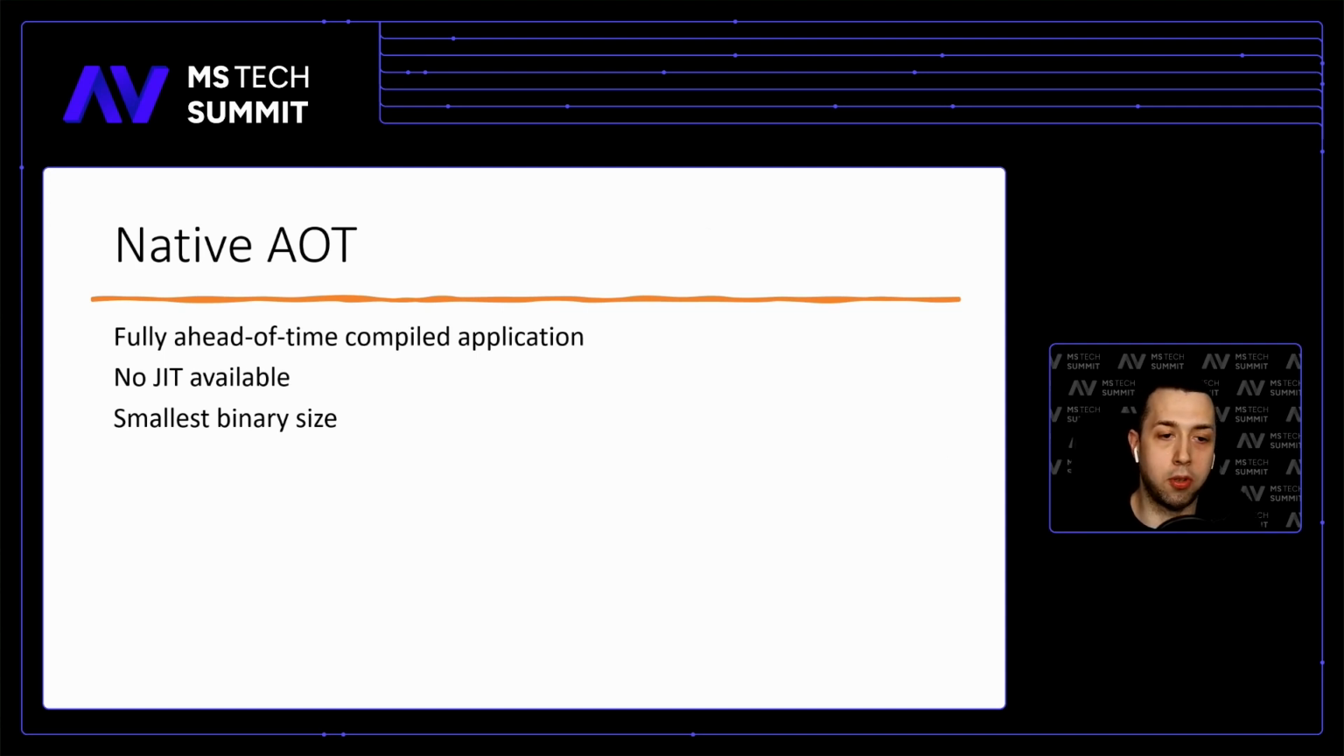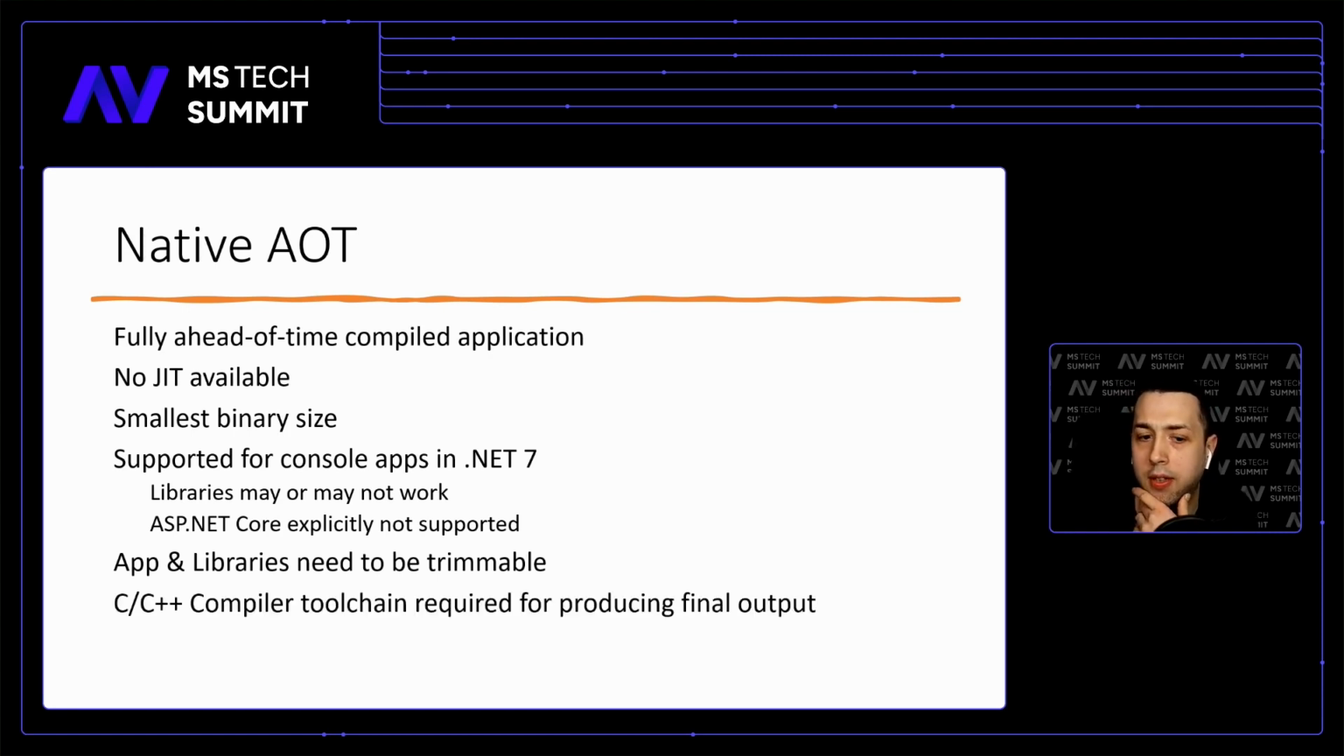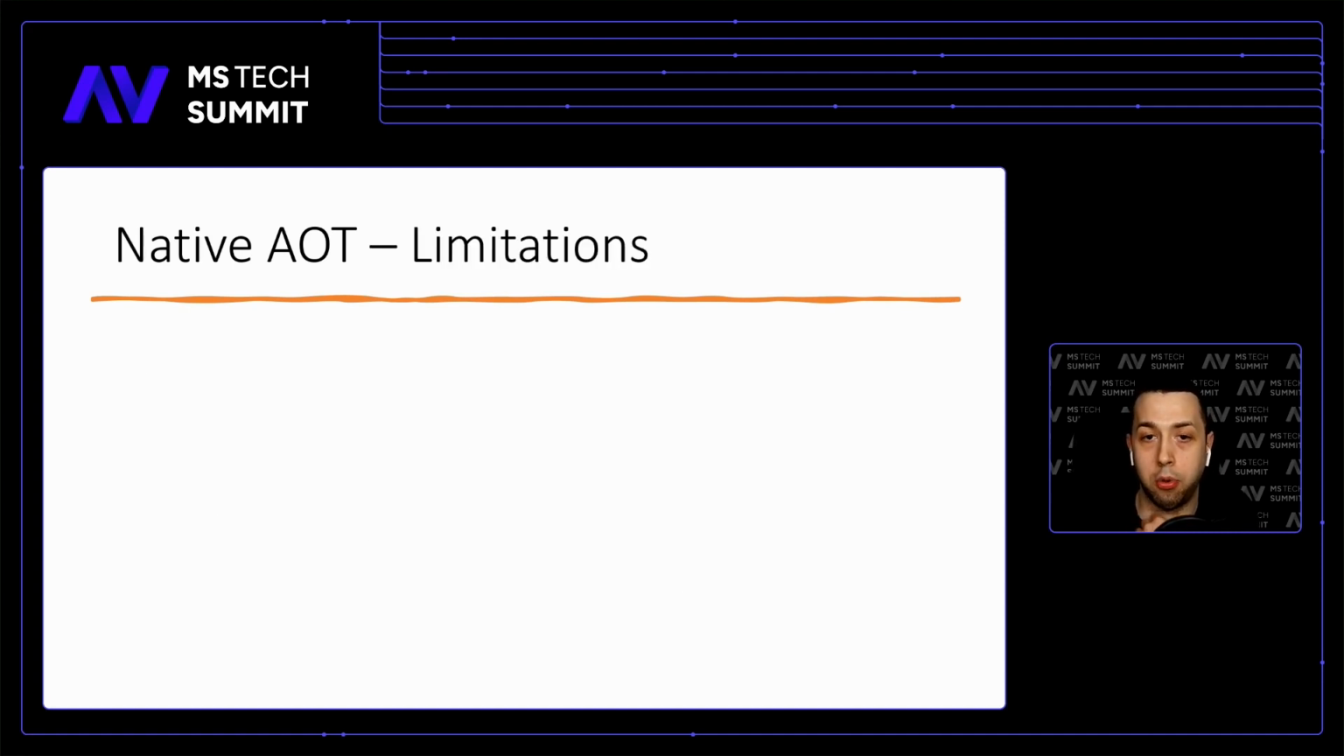This also results in the smallest binary size. It is supported for console apps in .NET 7. Libraries may or may not work. ASP.NET Core is explicitly not supported in .NET 7, but that's about to change. And the prerequisite is that your application and all the libraries it uses need to be trimmable. So it creates basically what we would call a self-contained application, and then trims everything away, and then does the ahead of time compilation. This, of course, requires C, C++, and linker toolchains for producing the final output.